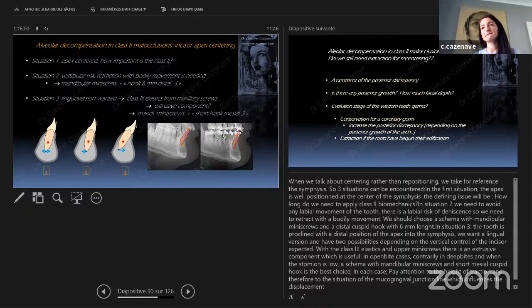In each case, pay attention to the height of traction and therefore to the situation of the mucogingival junction line, which influences the displacement.